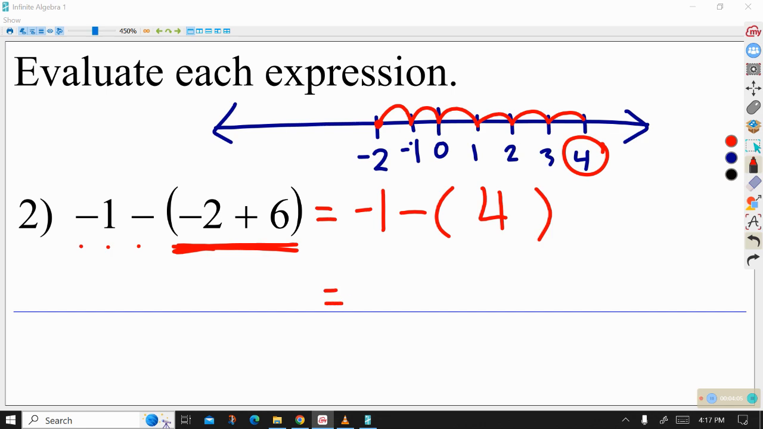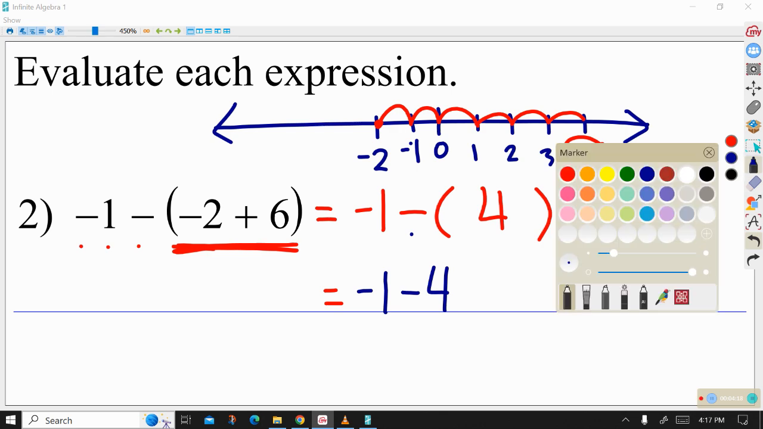Now what we need to realize is this is an operation. Okay, what we're going to do is subtraction. This says to do -1 minus 4. Okay, so what is -1 minus 4? Well, we could pick a different color if we wanted to, right? We could look at green.